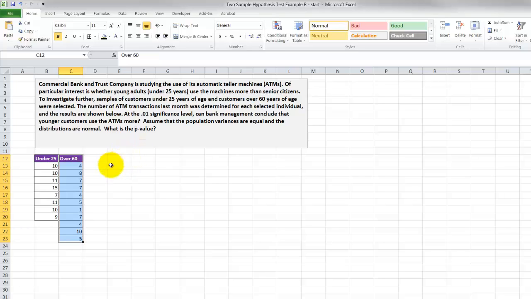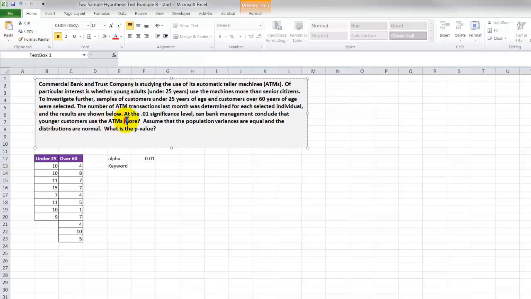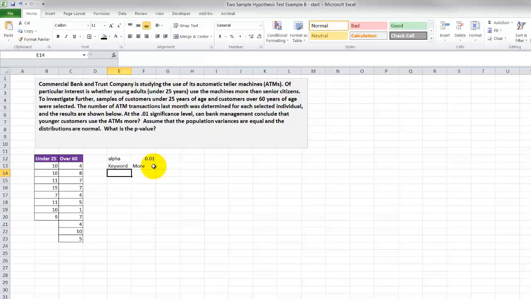surveyed. Let's go ahead and document some of the things we know. We know that alpha is 0.01, and the keyword here is more. So the keyword is more, and that's going to dictate the hypothesis statement. So this implies more is a right-tailed test.